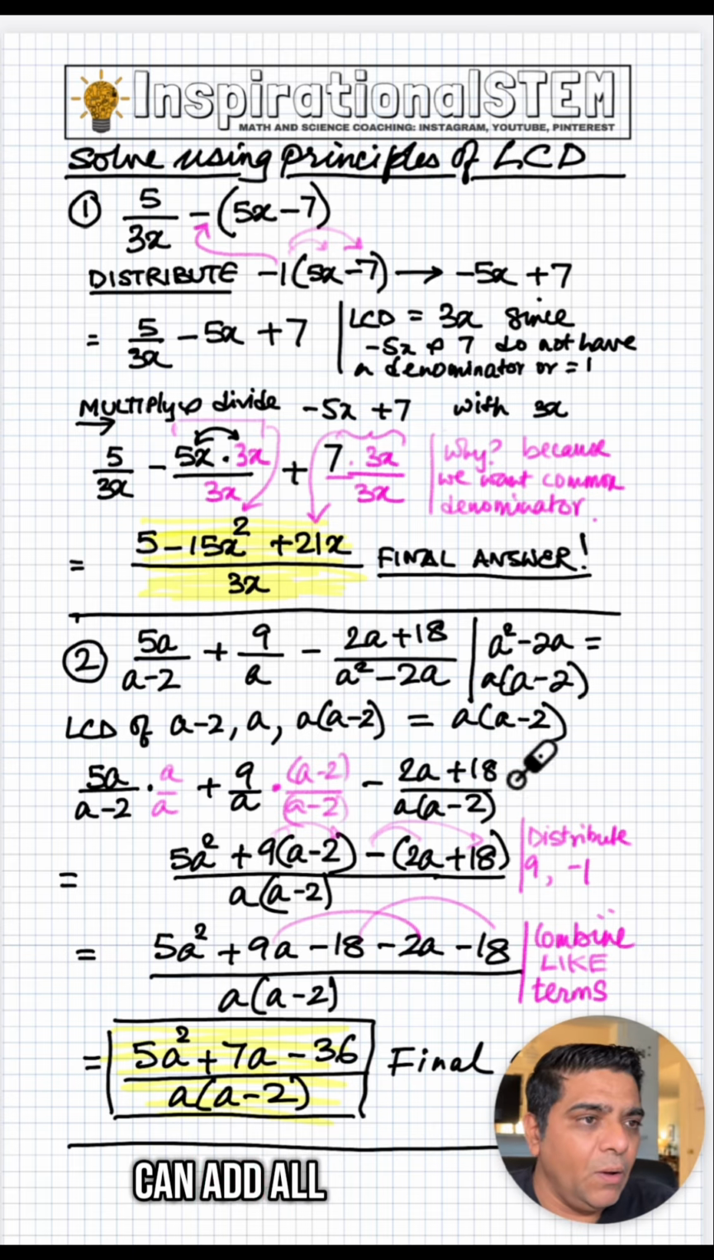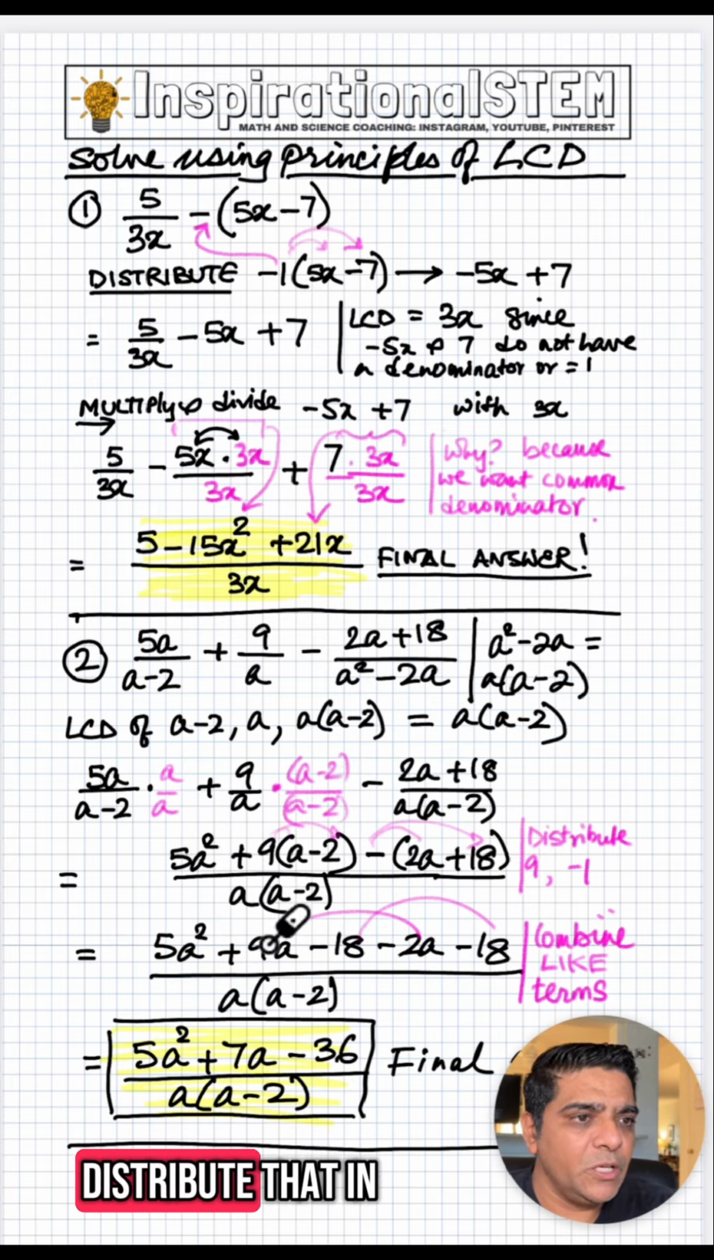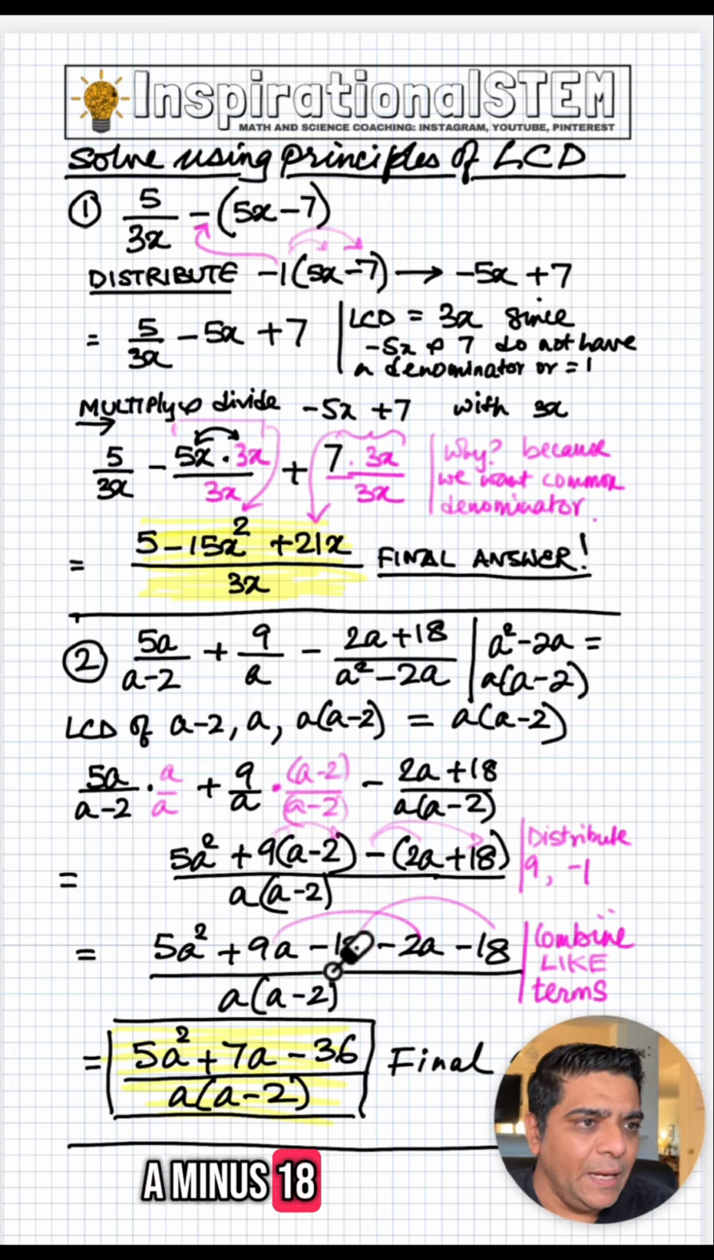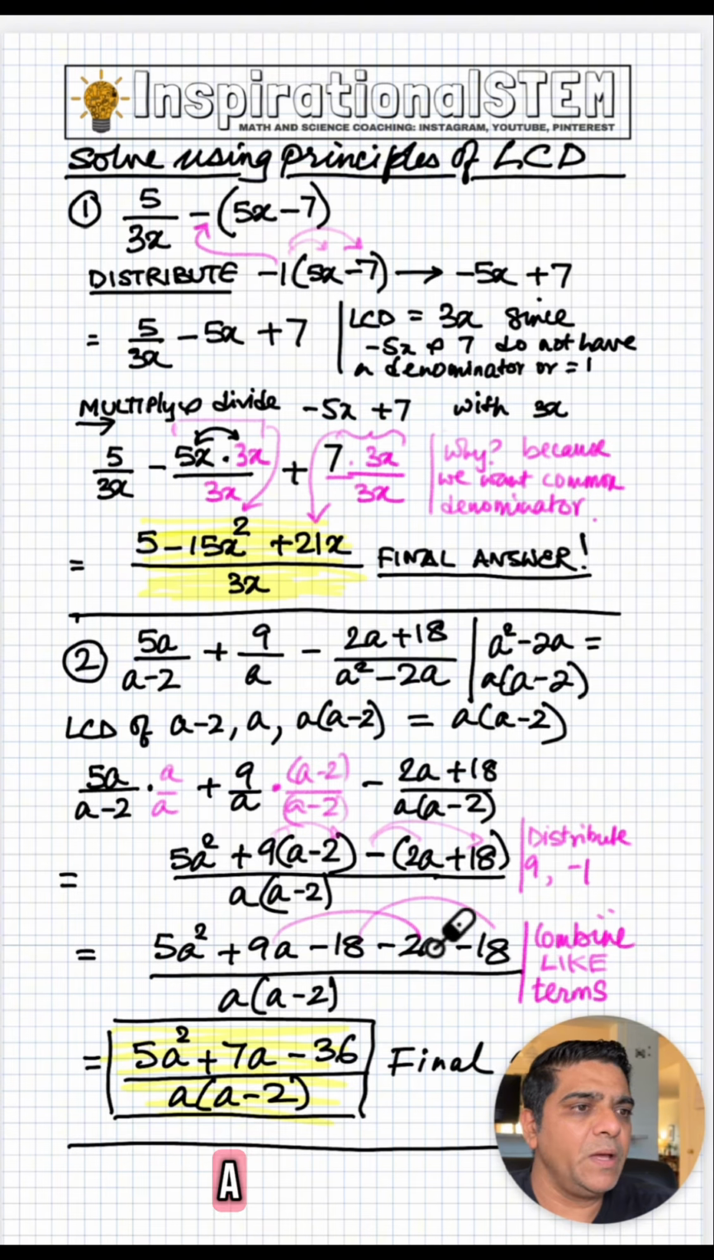and then we can add all of our numerators, which is 5a times a, which is 5a squared. 9 times a minus 2, we go ahead and distribute that, is 9a minus 18. And then we have minus, remember that the minus that you see here is also going to be distributed. So minus 2a minus 18.